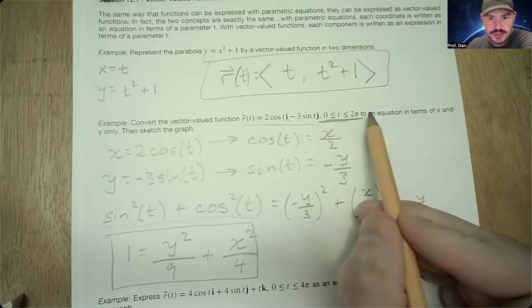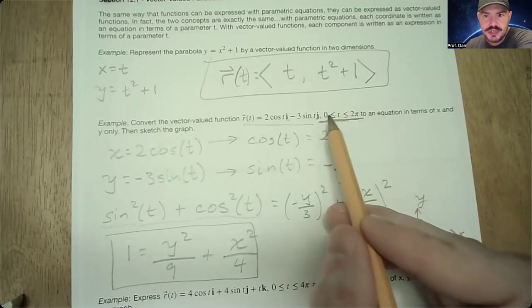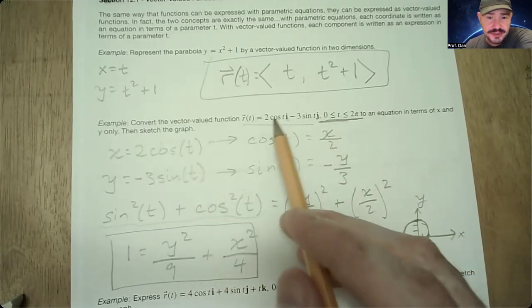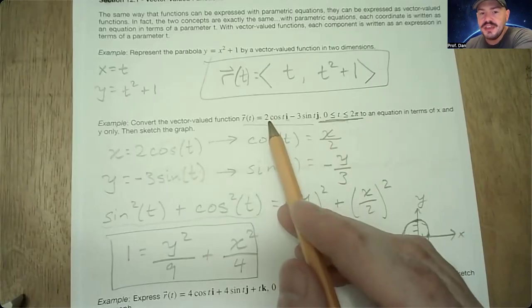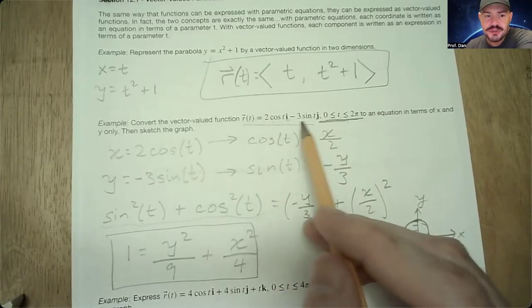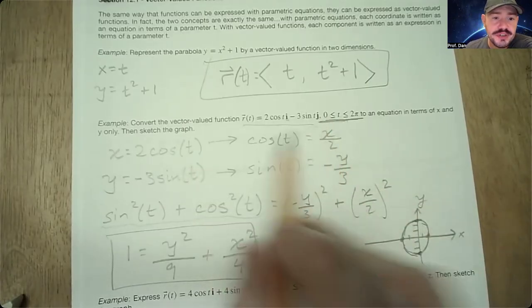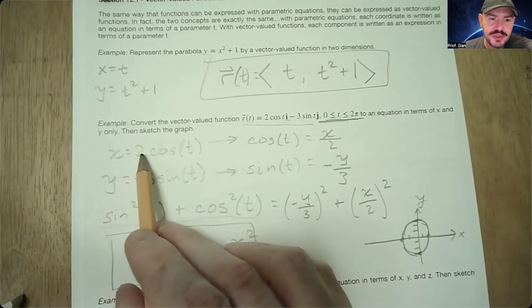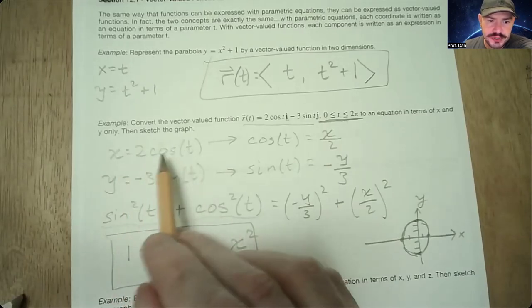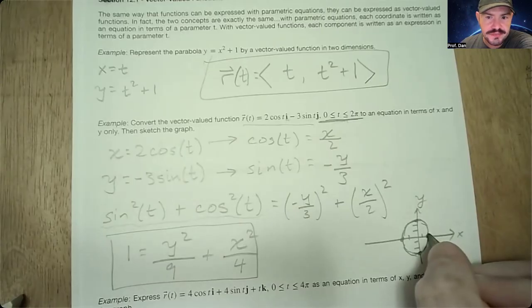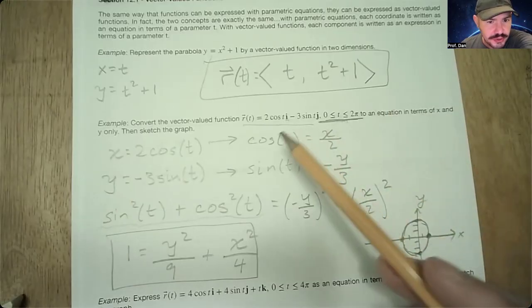T is between 0 and 2 pi. I'm going to start by plugging in 0 for t for each of these components. I can use either the vector components or the parametric equations. It doesn't matter. If I plug 0 in for t, I get an x coordinate of 2 times cosine of 0. Cosine of 0 is 1. So that would give us an x coordinate of 2, meaning that we're starting right here on the right side of the ellipse.